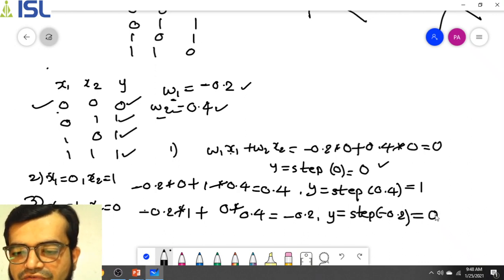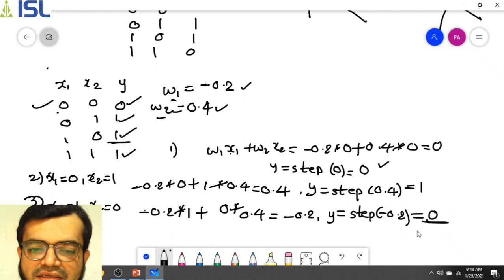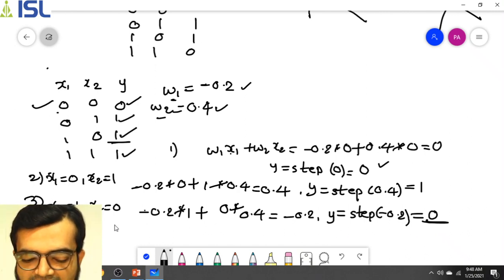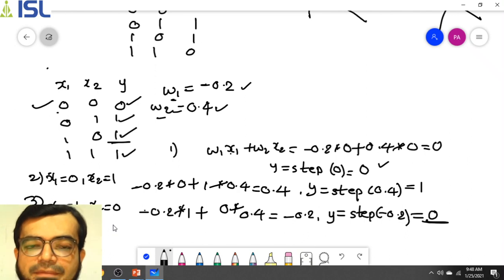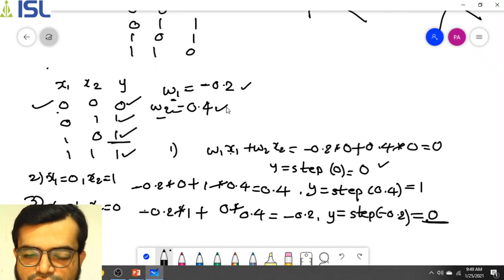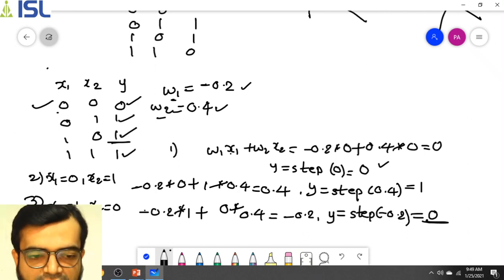But if you observe here, we are getting 0, but the output should be 1. That means the output is not correct here. So for that, we have to update the weights. We need to update weight w1, because there is a problem in w1 or w2, because of which you are not getting the correct output for the third sequence.